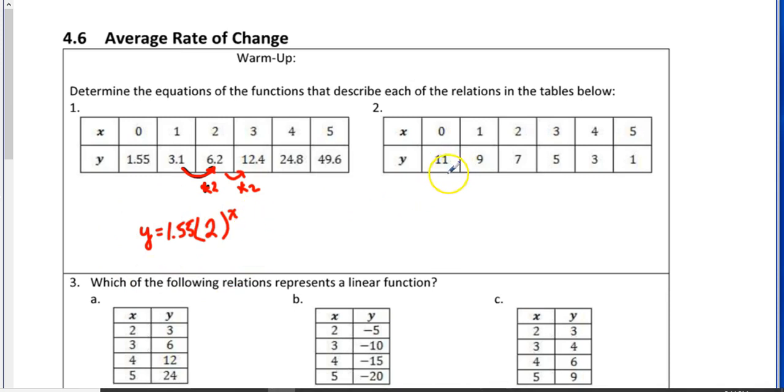Let's look at the pattern over here. Well, 11, 9, it seems like it's subtracting 2 each time, right? So that indicates we have a linear. Should write over here exponential.